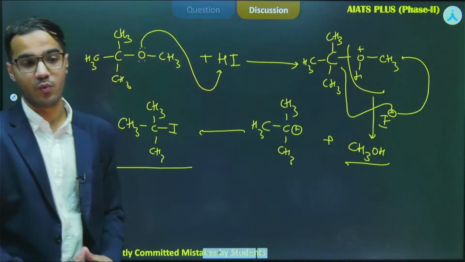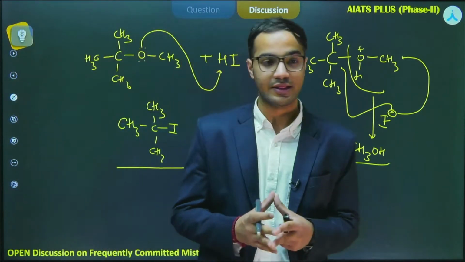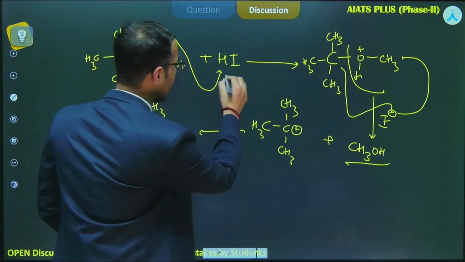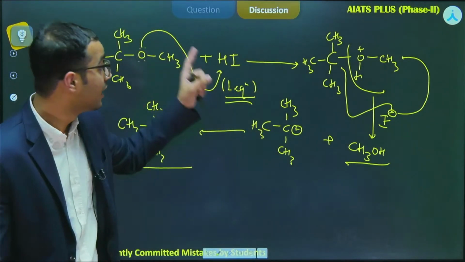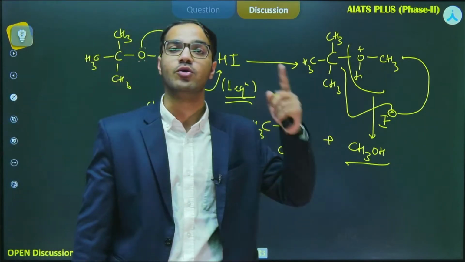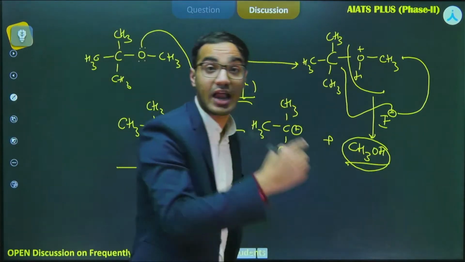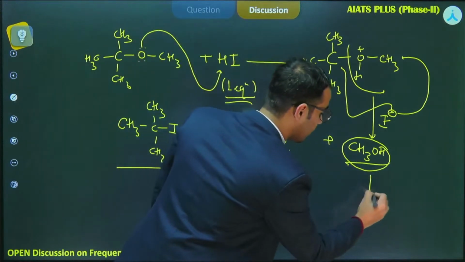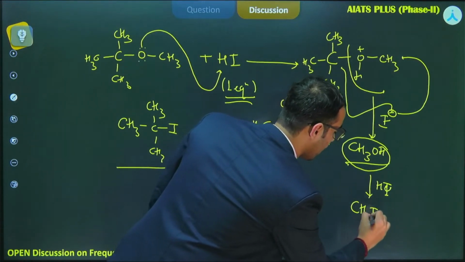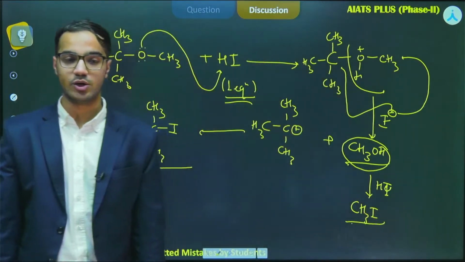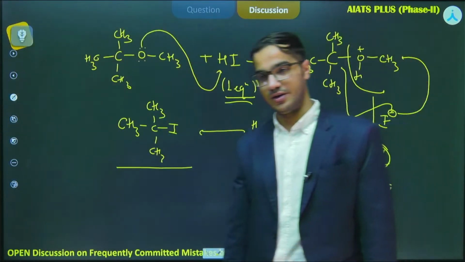Okay, and now what will be the case if you are taking one more molecule of HI? Always remember, you are taking the HI in one equivalent. If equivalents are not mentioned, it means you have to take it in excess. So what will you get? This CH3OH will again attack with H positive, HI, sorry. You will get CH3I. I hope this will be clear to you. Is it? Okay.